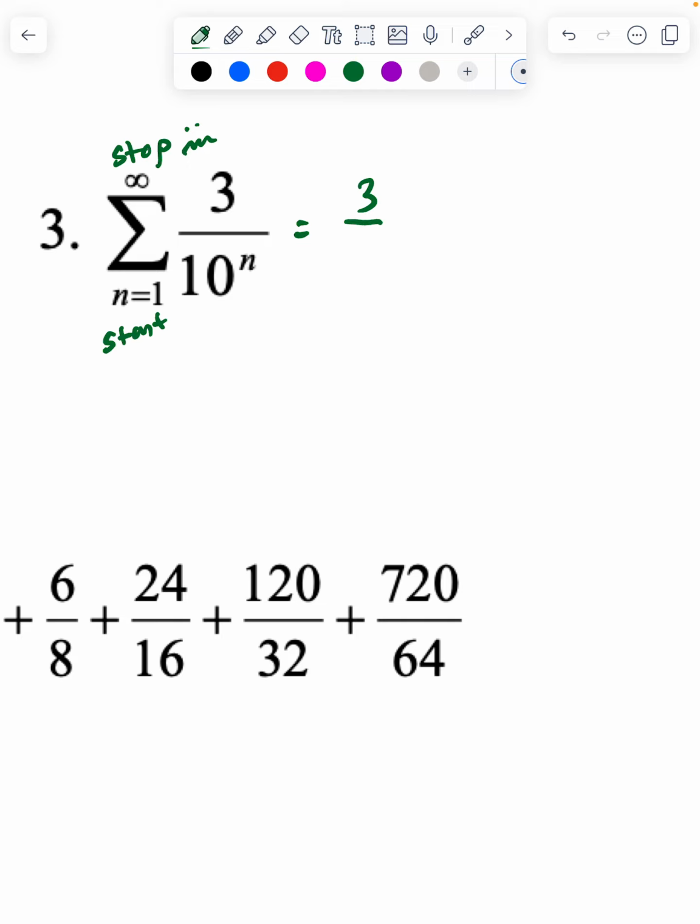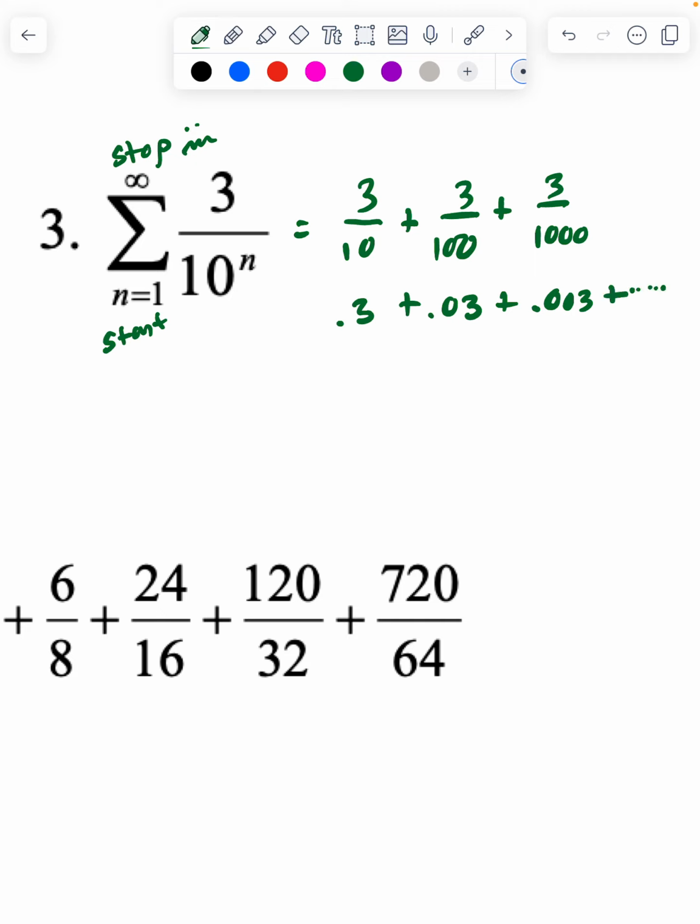3 over 10 to the first power would be 10, which is 0.3, plus 3 over 10 to the second power would be 100, which would be 0.03. My third one will be 3 over 10 to the third, which is 1,000, which is 0.003. If you keep doing that out to infinity, look what's going to happen. If you add this to the second one, to the third one, and then probably the fourth one, you ultimately are creating a 0.33 repeating.